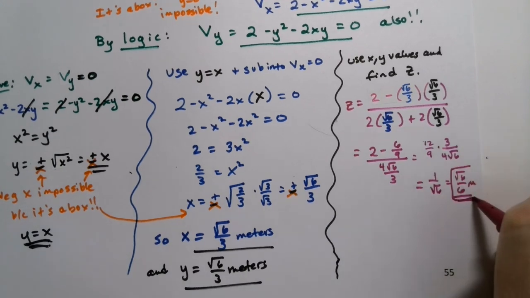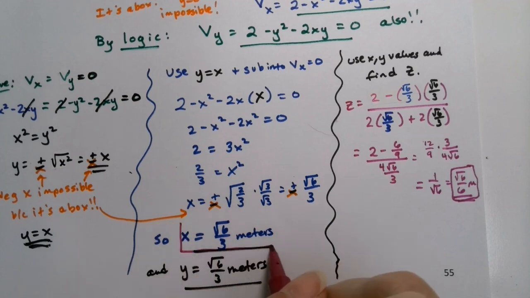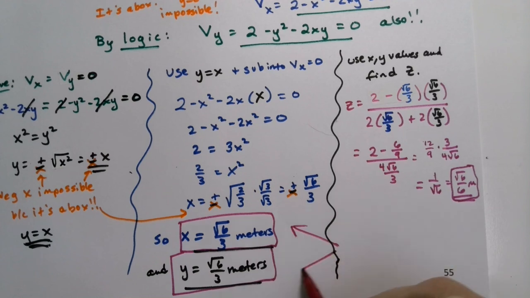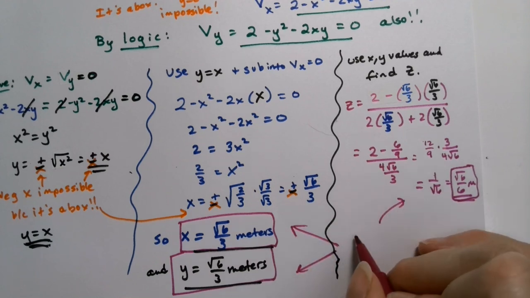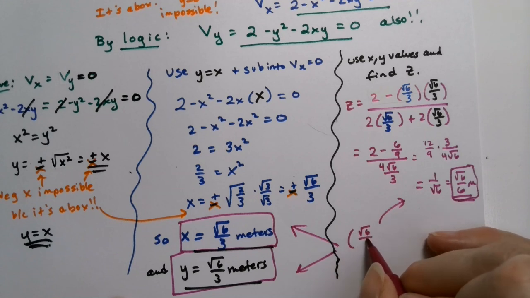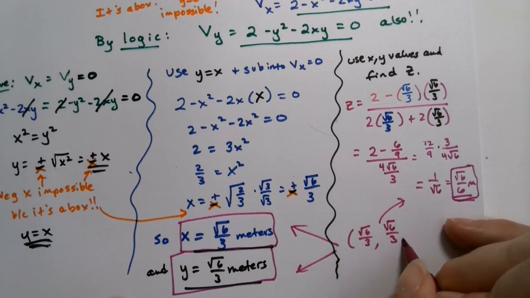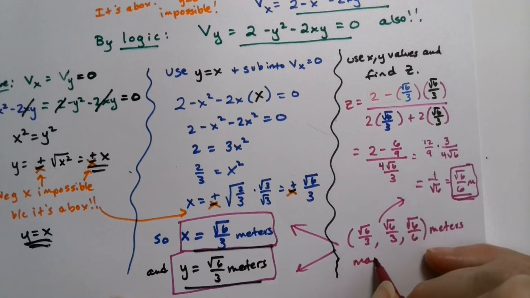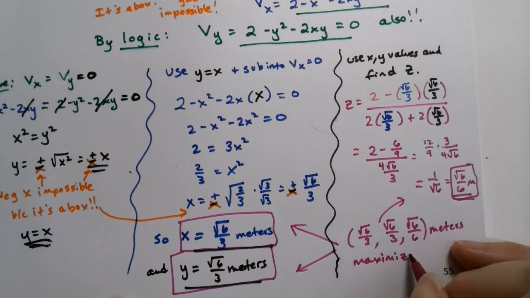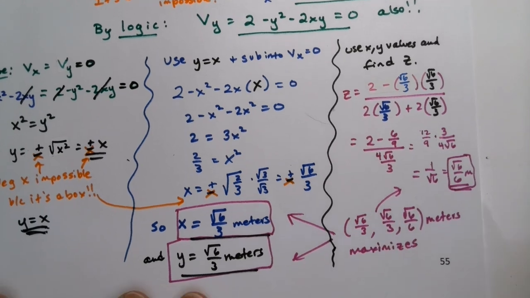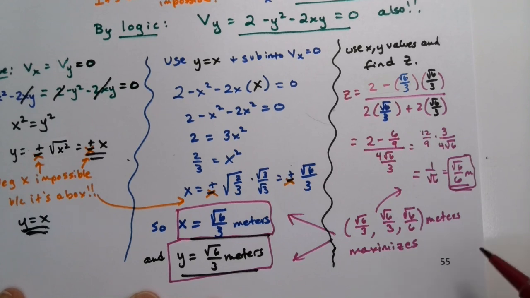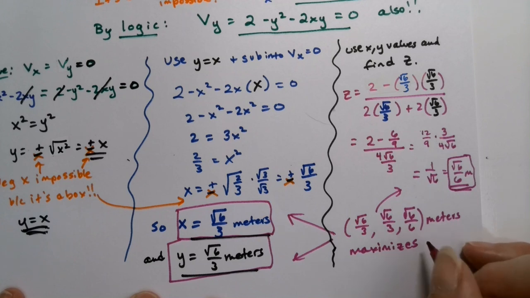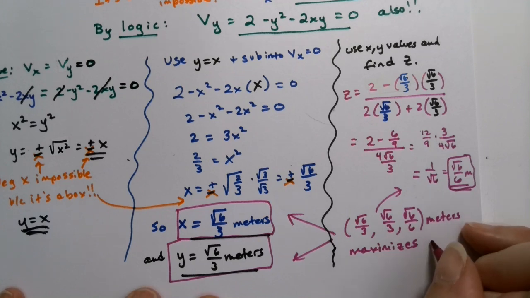So this dimension right here, this dimension right here, and this dimension right here maximize the volume. So if you want to write it as a point, you could say square root of 6 over 3, square root of 6 over 3, square root of 6 over 6 meters maximizes volume. Now, I didn't bother showing the second derivative test because of this. This is an application. The only critical point possible that we are finding here is the only thing that will maximize the volume. So there's no point in even bothering to check, although you're welcome to.